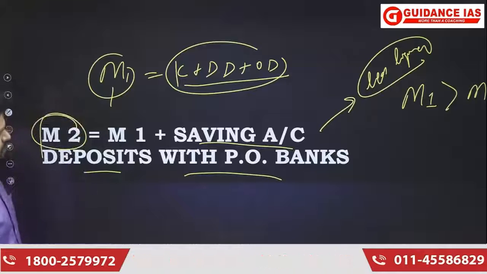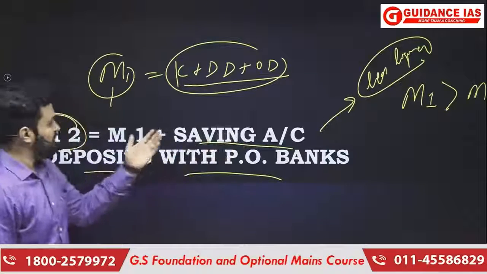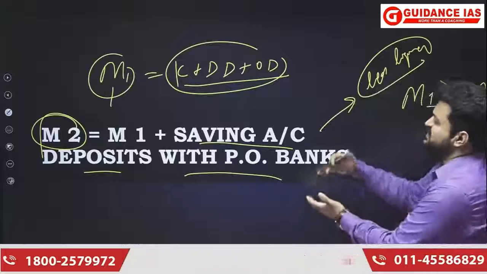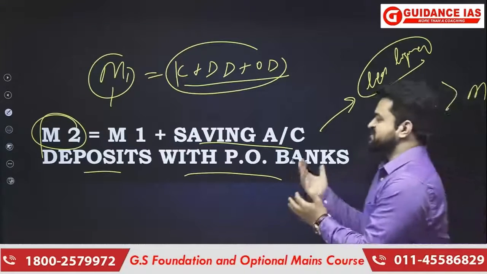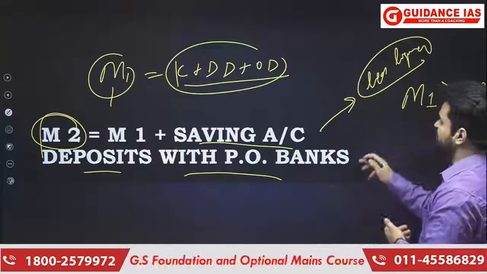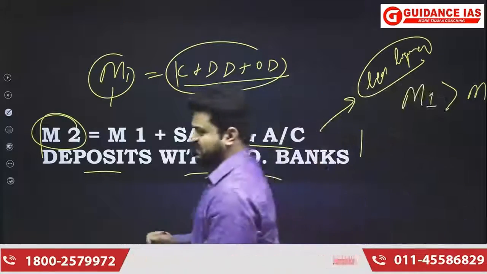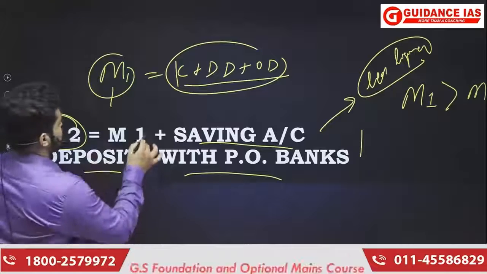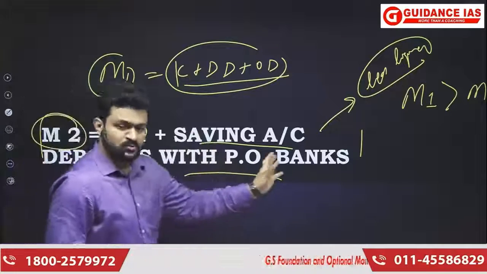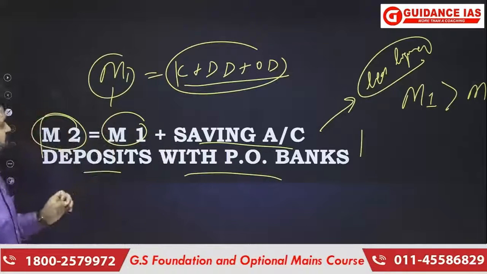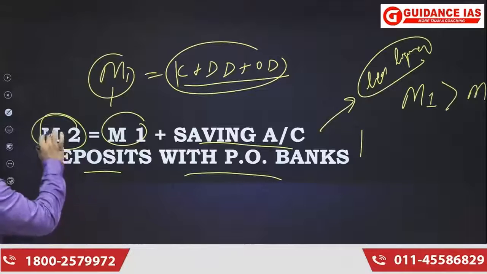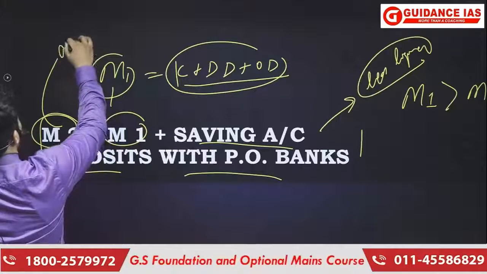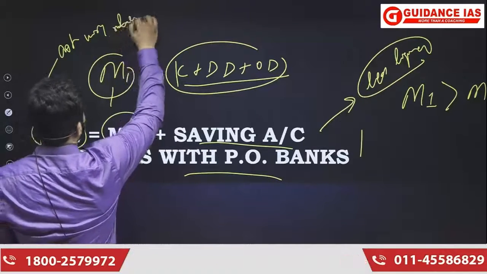Now the second information is that whatever is being added in M1 to get M2 is of negligible amount. It is insignificant in the sense that the size of saving accounts deposits with PO banks in India is negligible when you compare it with saving account deposits with banks. You have already covered saving account deposits in M1, so saving account deposits with PO banks is not going to make much difference in this monetary aggregate. And that is why, although M2 as a monetary aggregate exists in India, practically it is insignificant, not very relevant.